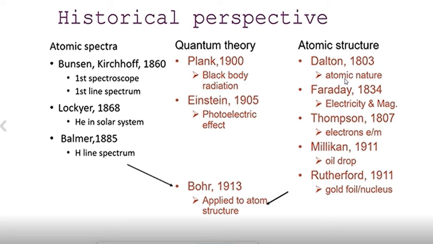So Dalton had atomic nature theories. Faraday had electricity and magnetic theories. Right? Thomson developed the electron, that means EMF. And again, Robert Millikan, you have oil drop theories. Rutherford, gold foil, nucleus theories. And Bunsen, the first spectroscope, the first live spectrum was developed. Then Lockyer, likewise, you have a historical background there.